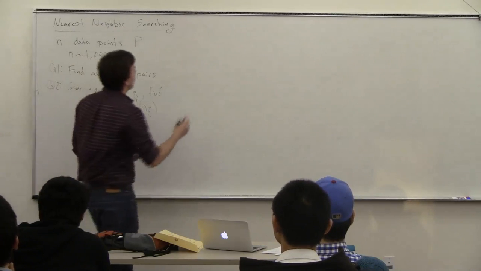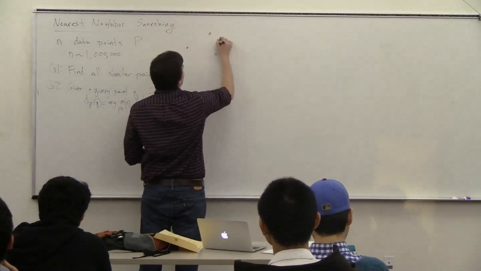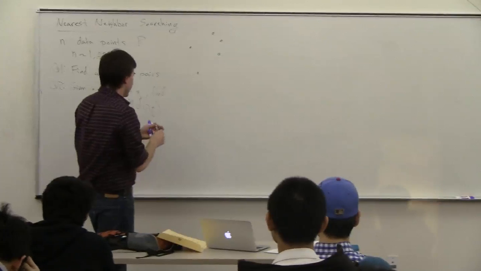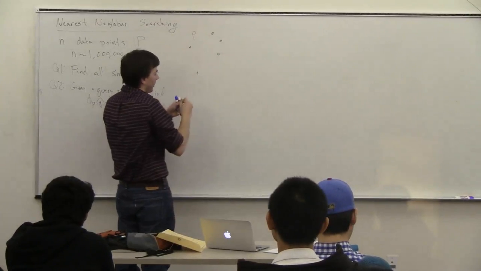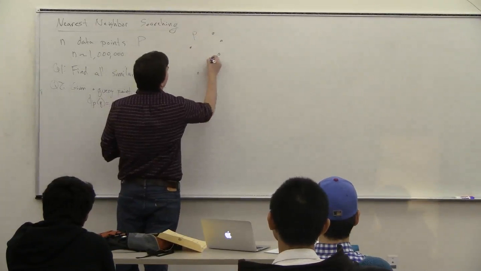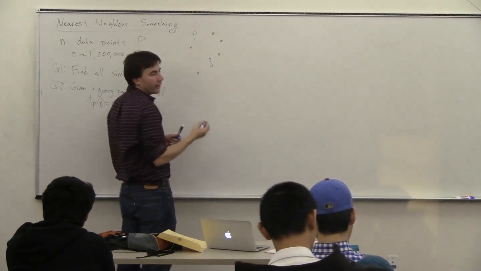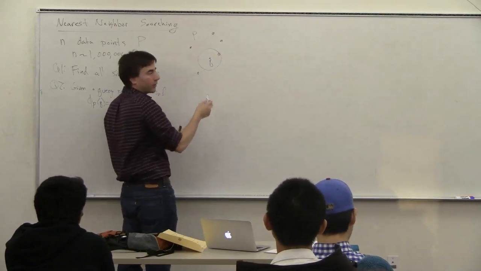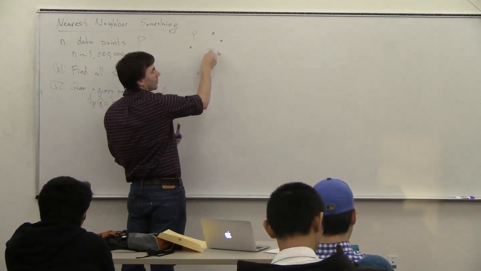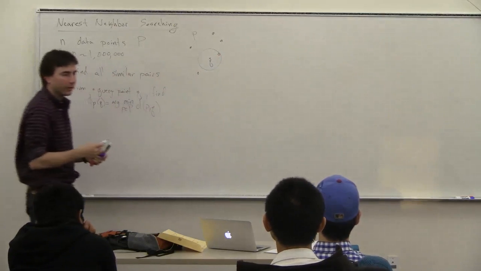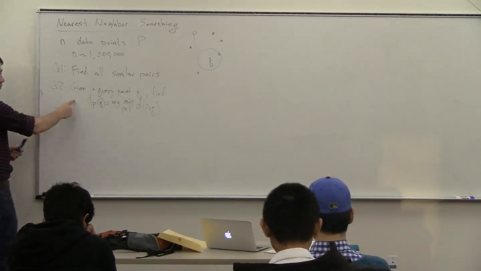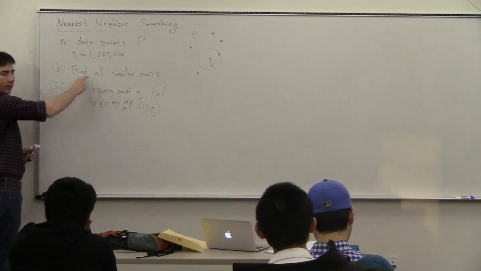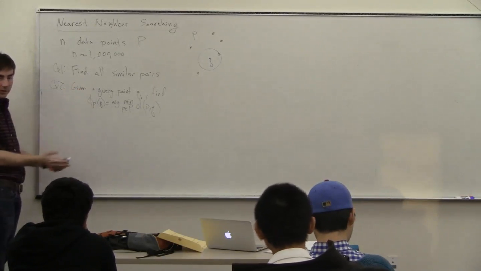If you think you have a bunch of input points, and this is your input P, and then you're going to have some query point Q, and you want to find the point which is closest. If you drew a metric ball around this point, and it contains just this point, then that point must be the closest point. So we want to find this quickly, and now instead of checking all pairs, we want to do better than checking all distances.